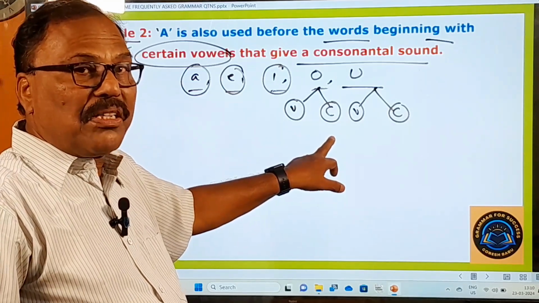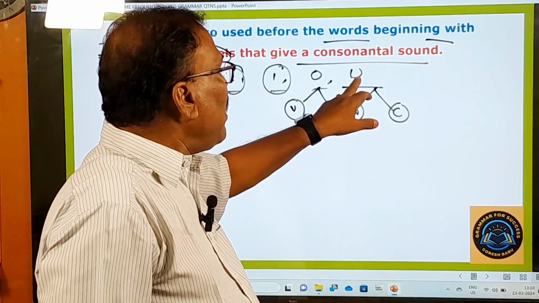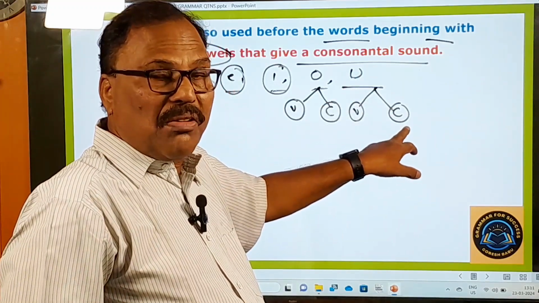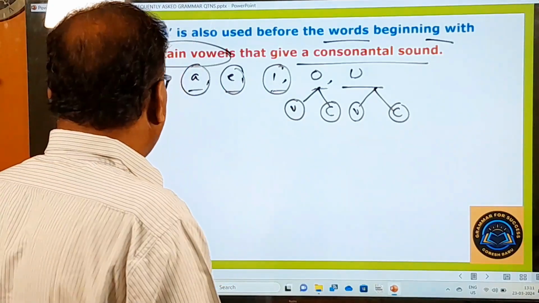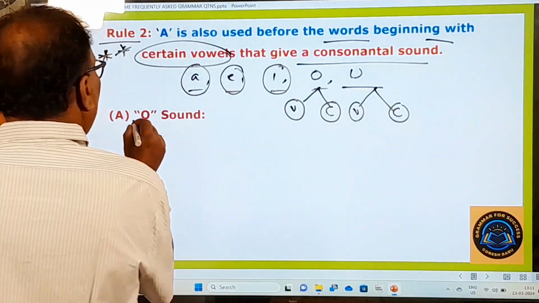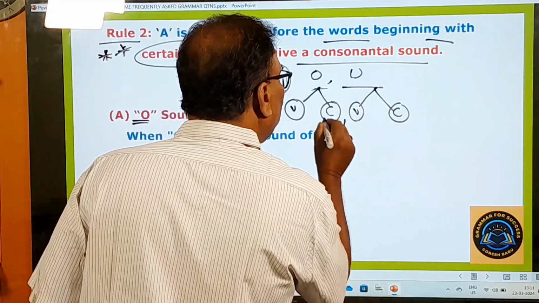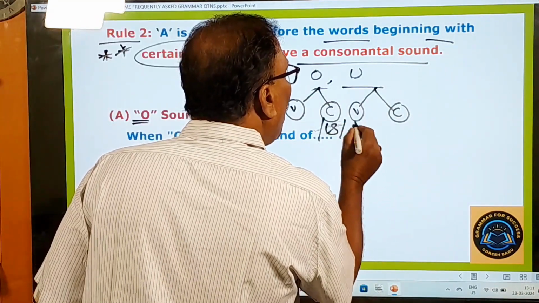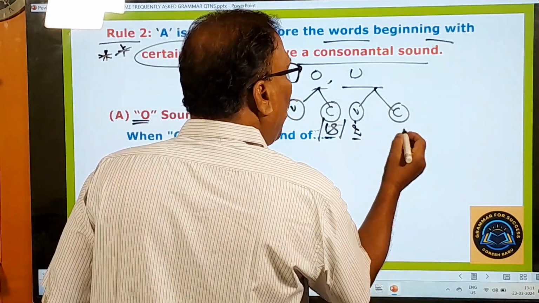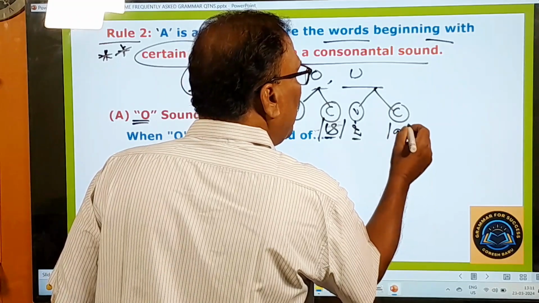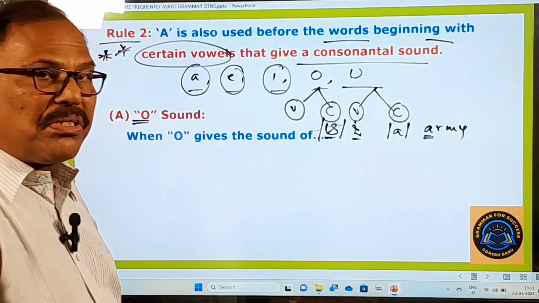That point we have to understand here. Similarly, when is this U said to be a vowel sound and when is it said to be a consonantal sound? Let us try to understand this here on the slide. Now let us know about O. Whenever this O gives the sound of A, as in the word army, how is this A being pronounced?